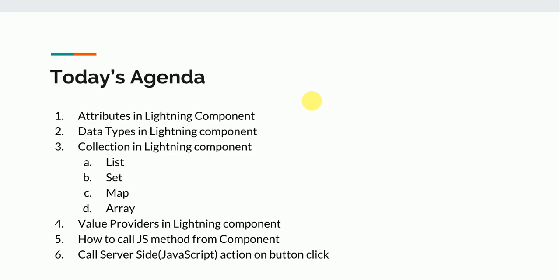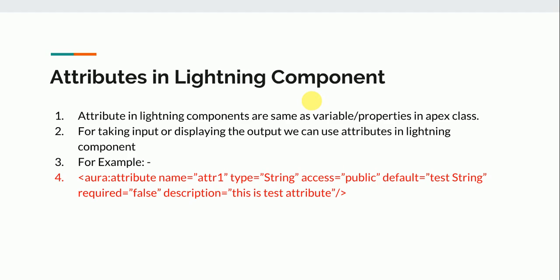We will also learn what the value providers are in the Lightning Component, how we can call the JavaScript controller method from the component to execute the functionality that we put inside it, and how we call the JavaScript action on a button click. We'll also build a sample calculator utility for providing some JavaScript events. So let's go ahead and start.